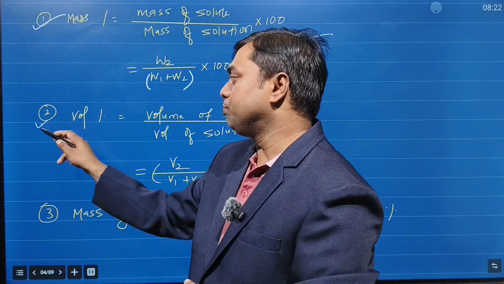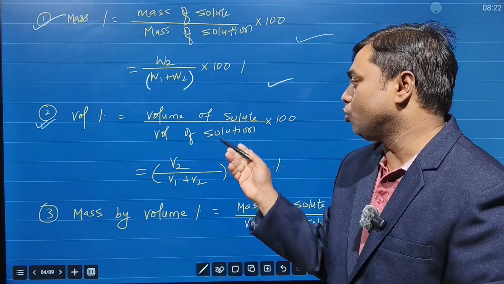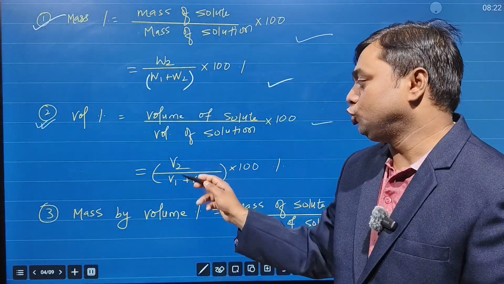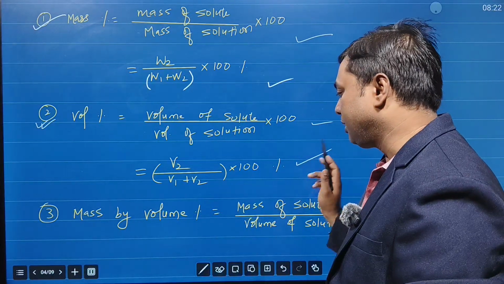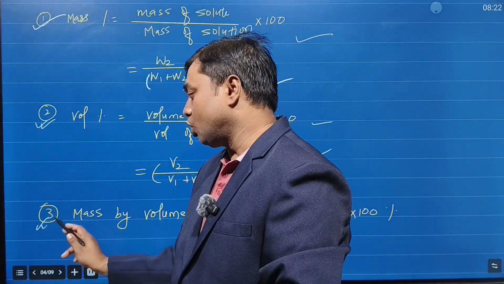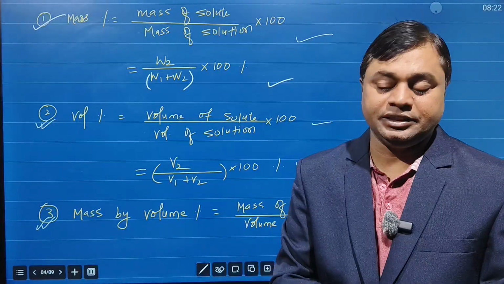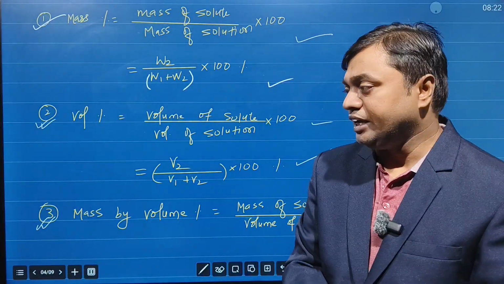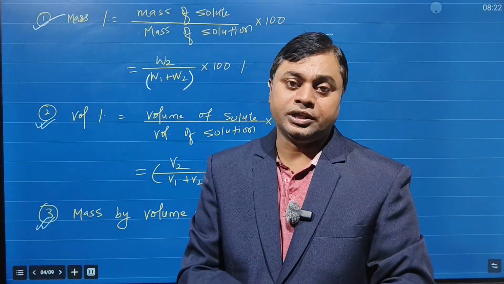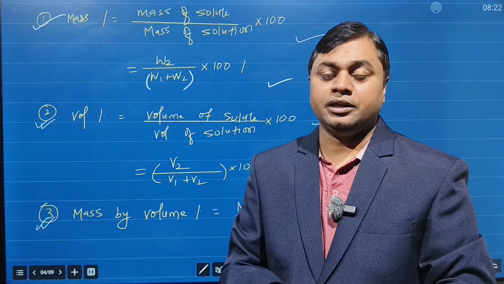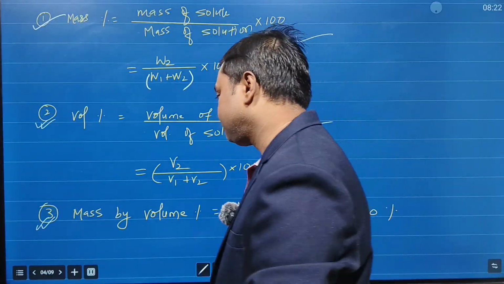Similarly, we talk about the volume percentage. Volume of solute by volume of solution into 100. So V2 by V1 plus V2 into 100. Am I clear? See, sometimes the solute is present in very minute quantities in the solution. So in that case, we find the concentration in parts per million, called ppm.